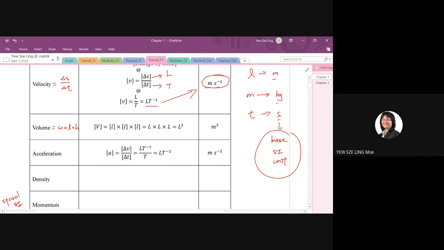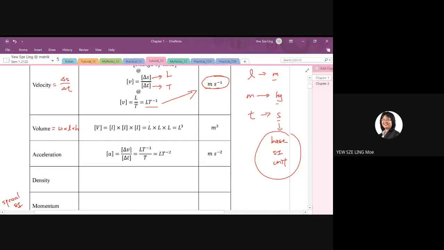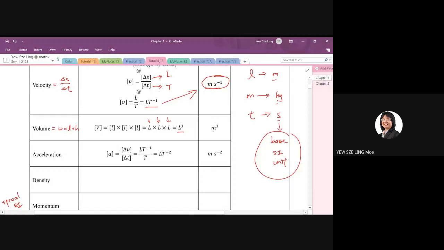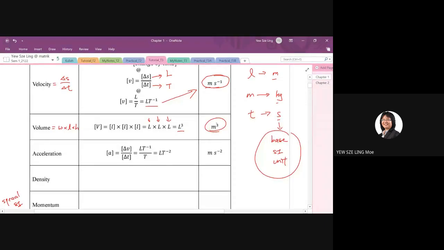Therefore, when it comes to dimensional analysis, you have length, length, length. Therefore, it equals L^3. So L^3, where L is in terms of length. The SI unit for volume is meter cubed, so m^3.